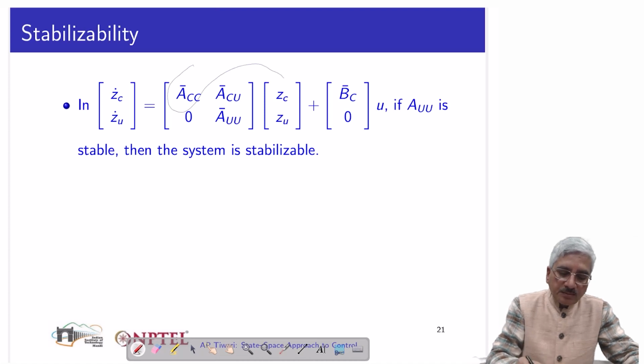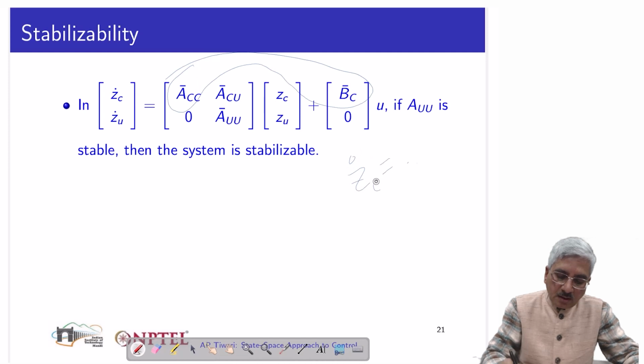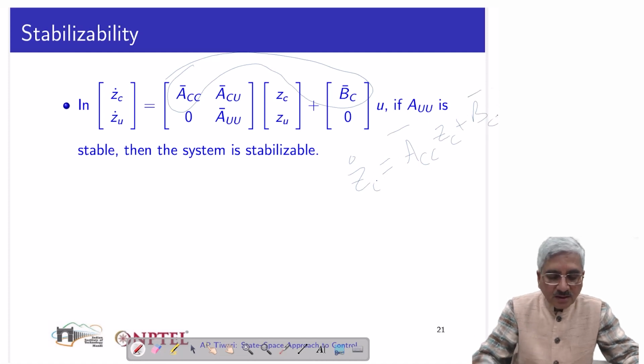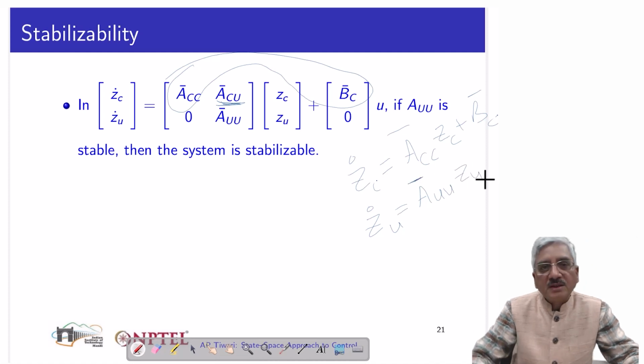The controllable system is given through ACC bar, BC bar, that means ZC dot is ACC bar ZC plus BC bar U. This is the controllable system. We ignore the component coming from the uncontrollable part. And the uncontrollable part appears like an autonomous system. ZU dot is AUU bar ZU. Input is not reaching it.